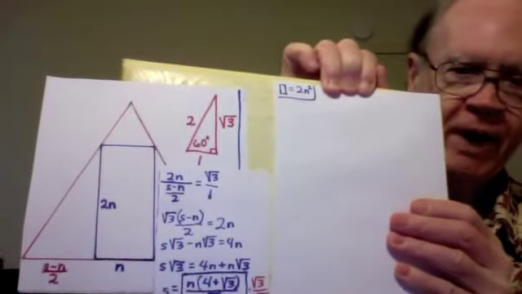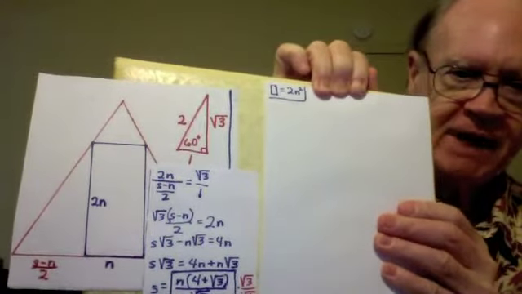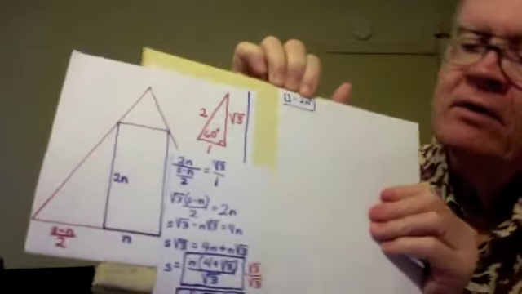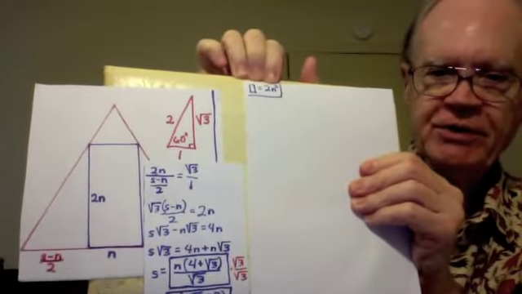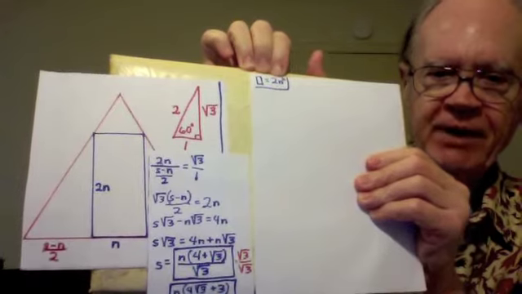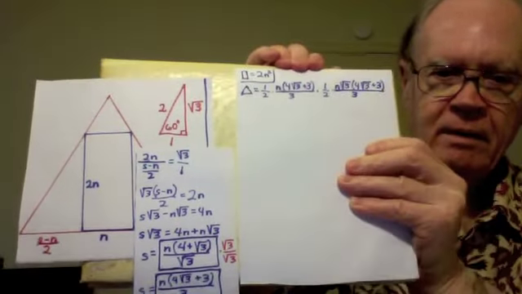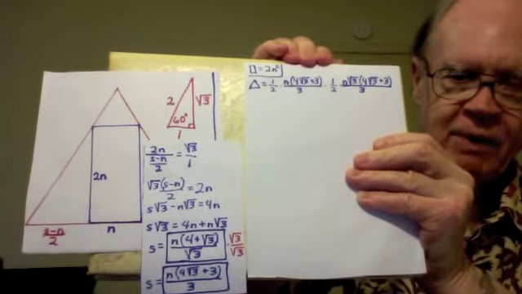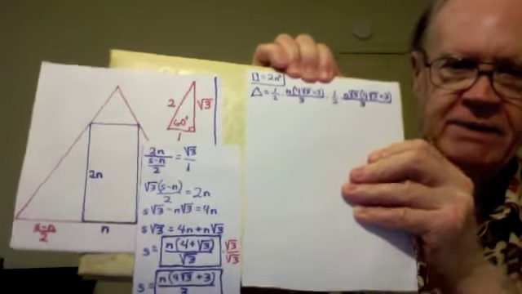Now the other question in the challenge is to find the ratio of the rectangle's area to the area of the entire triangle. Well, the area of a rectangle is its base times its height, and that's n times 2n, which is 2n squared. That's the area of the rectangle. Now, for the area of the equilateral triangle. The area of a triangle is 1/2 its base times its height.